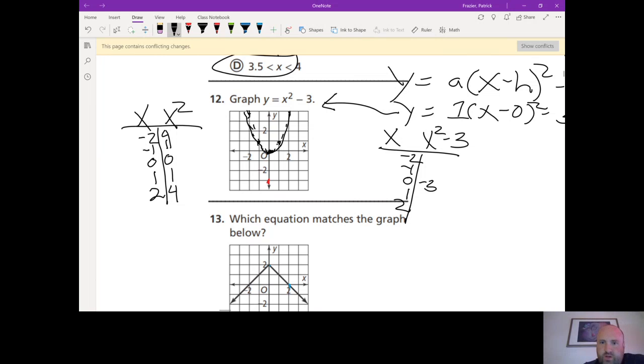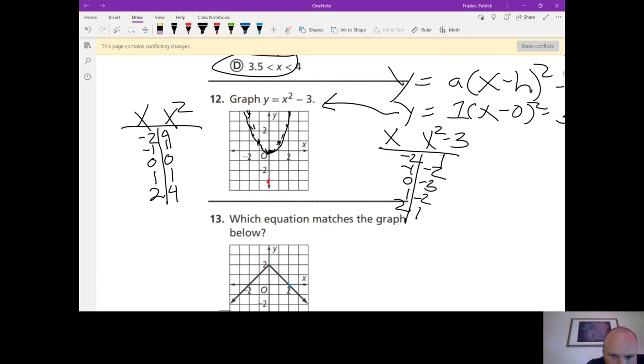So then negative 1 times negative 1, negative 1 squared is just positive 1. Positive 1 minus 3 is negative 2. Negative 2 squared is 4. 4 minus 3 is 1. Should have the same thing. This should be this, and this should be that. Let's make sure 1 squared is 1. 1 minus 3 is negative 2. 2 squared is 4. 4 minus 3 is 1. So it's the same thing.